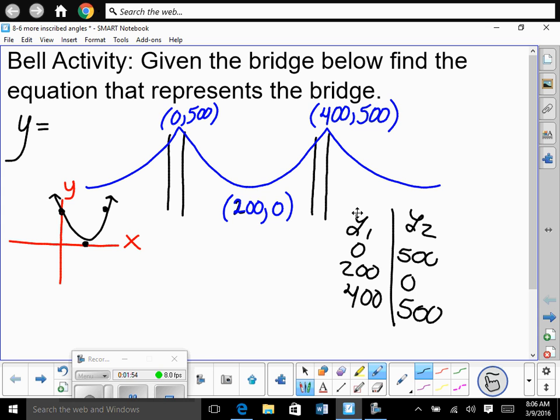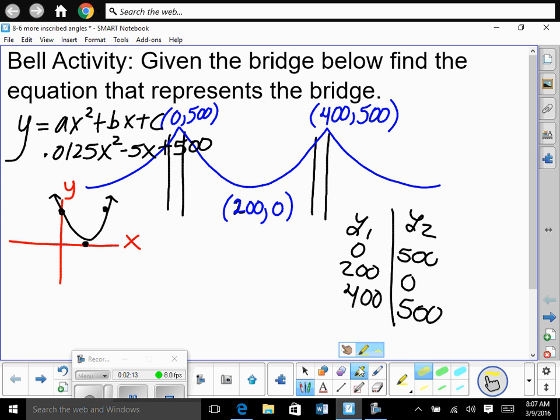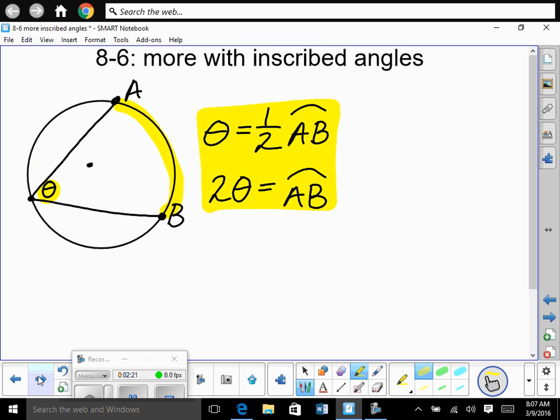So if you calculate that, you're going to get y is equal to, and it gives you the a value. Quadratics have the form ax squared plus bx plus c. It gives you the a value, so that's 0.0125x squared. It gives you the b value, -5, so that's -5x. It gives you the c value, 500, so plus 500. So the quadratic regression line was this. How many got it right? Awesome, yay.